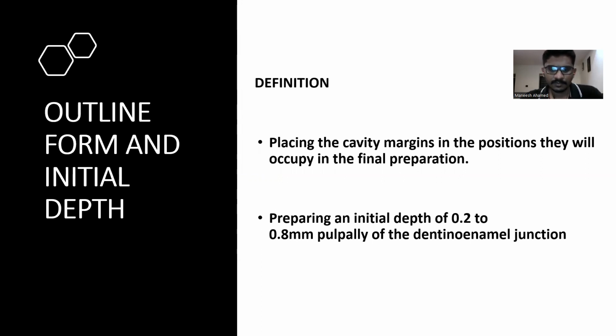Initial depth is the depth of the cavity that we are preparing. For example, for amalgam preparation, it is 0.2 to 0.8 millimeter pulpal of the dentinoenamel junction, irrespective of the extent of caries. So, initial depth is preparing an initial depth of 0.2 to 0.8 millimeter pulpal of the dentinoenamel junction.